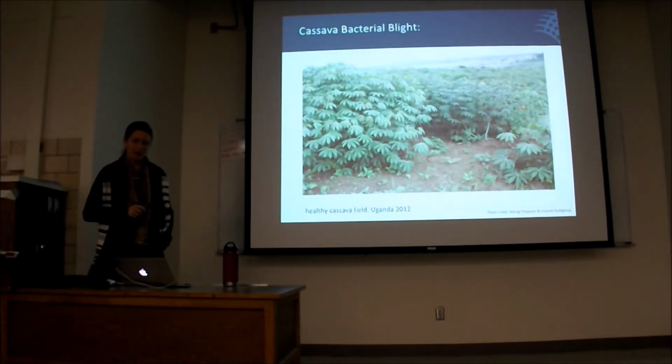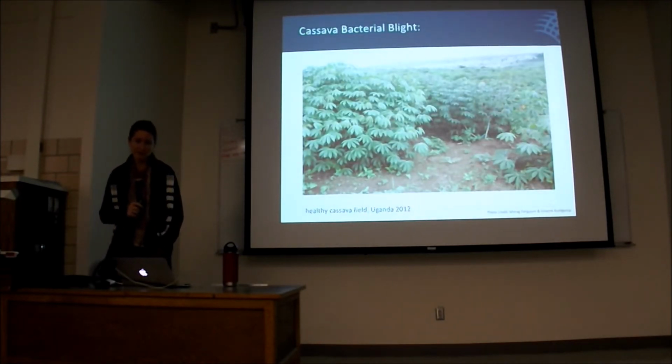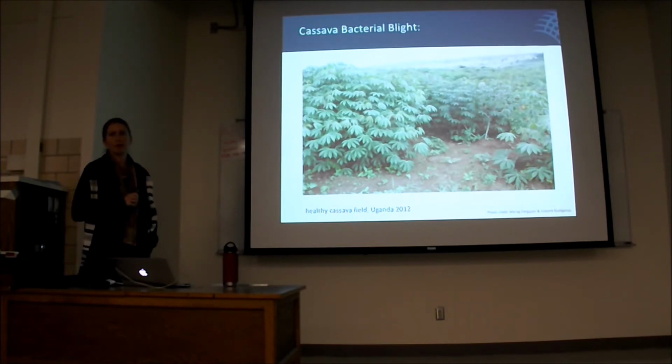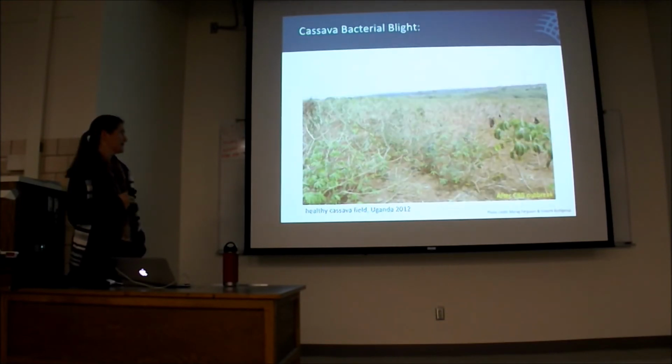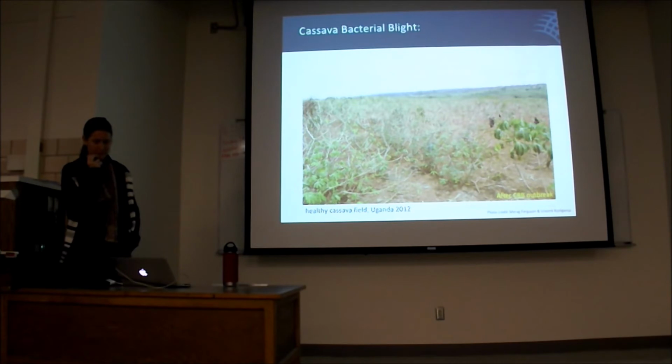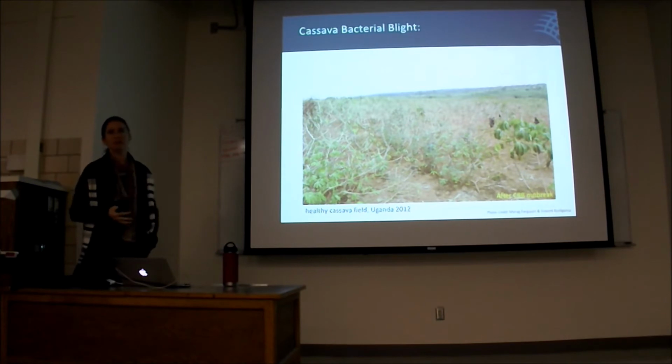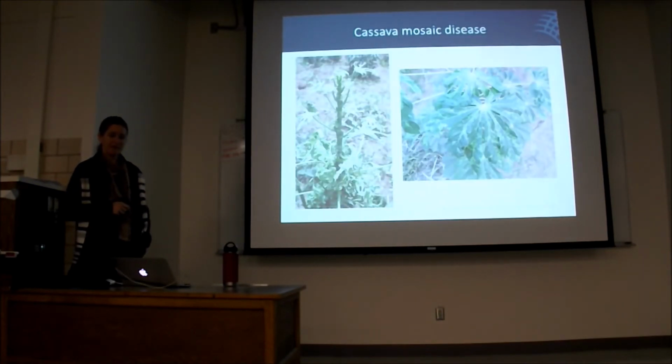There are at least 3 major diseases of cassava in sub-Saharan Africa. South America has a couple more diseases, but I'm going to just tell you quickly about the 3 that I'm working on right now. Here's cassava bacterial blight. Well, here's a healthy cassava field in Uganda. This is what happens when the pathogen goes through. This is a vascular pathogen, and so in the worst, most extreme cases, you get this real defoliation and death of the crop.